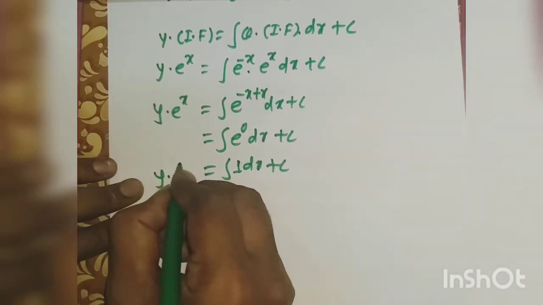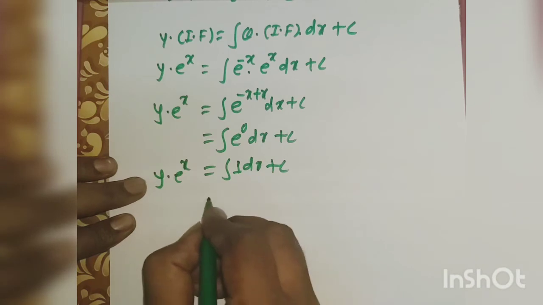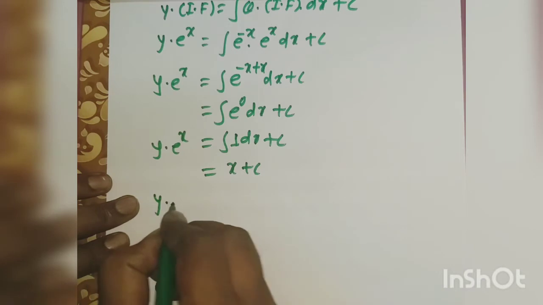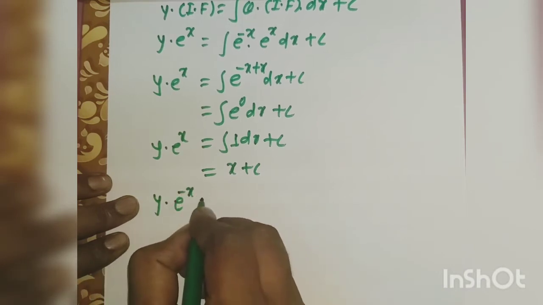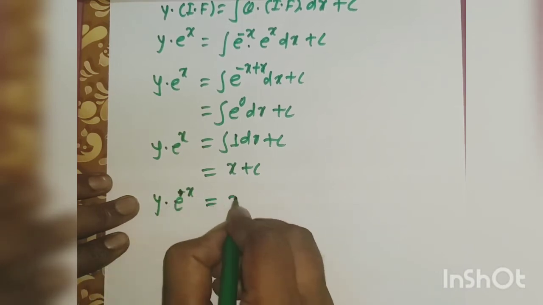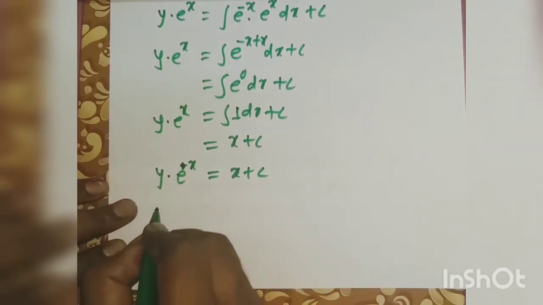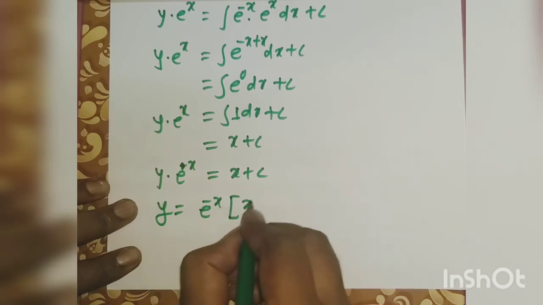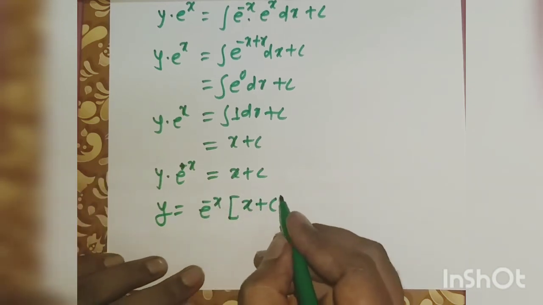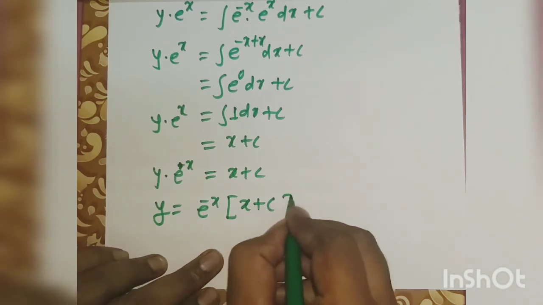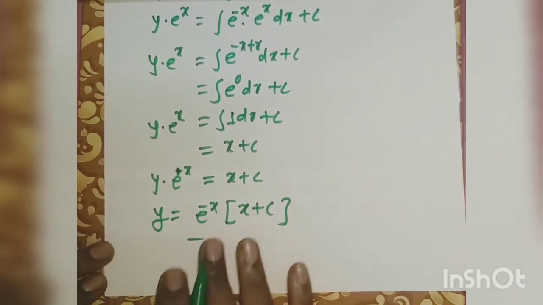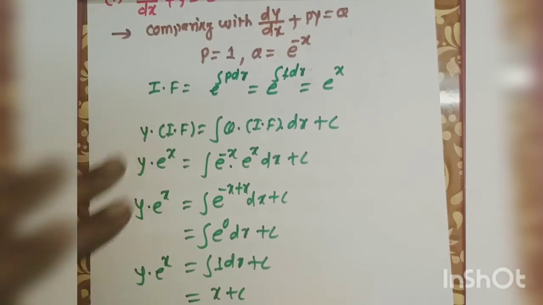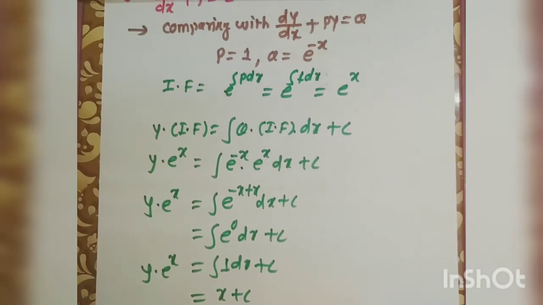y into e raised to x is equal to integration of 1, which is x plus c. That is, y into e raised to minus x plus x is equal to x plus c, or we write y is equal to e raised to minus x in bracket x plus c, which is the final answer. In this way we solve the linear differential equation. First we find the integrating factor. This integrating factor is most important.